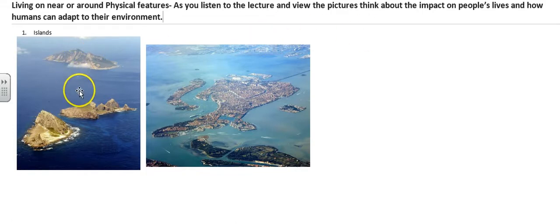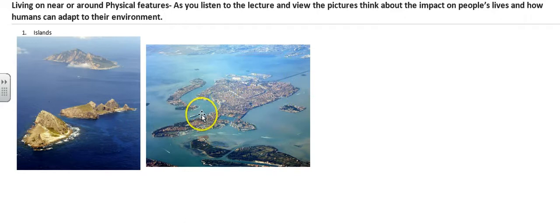First, we'll start with islands. And again, the impact of living on, near, or around the islands. You can see the size of these islands. These are a little bit more remote. These are islands off the coast of Japan, off the major islands off the coast of Japan. These are smaller ones.